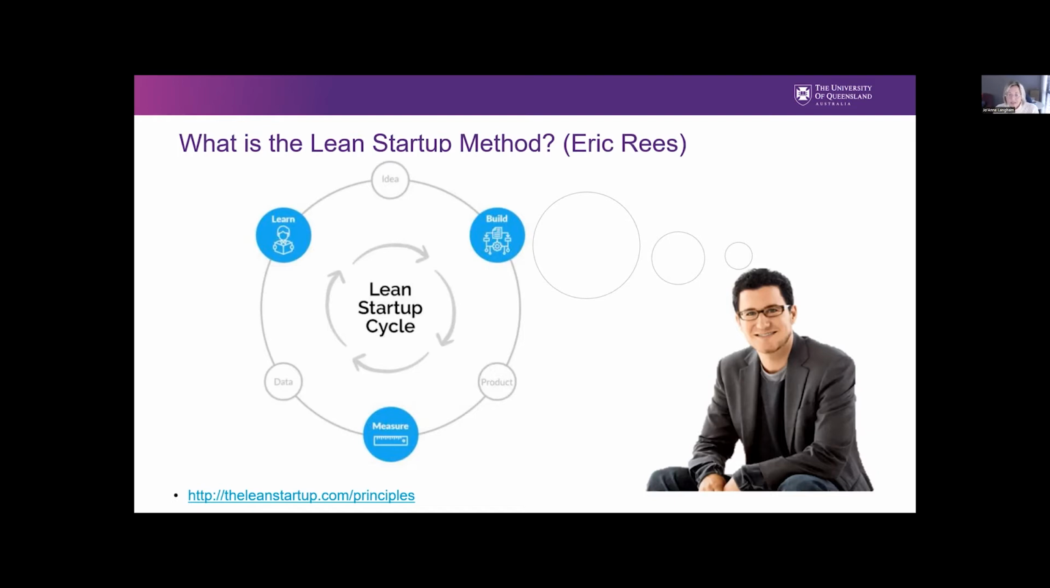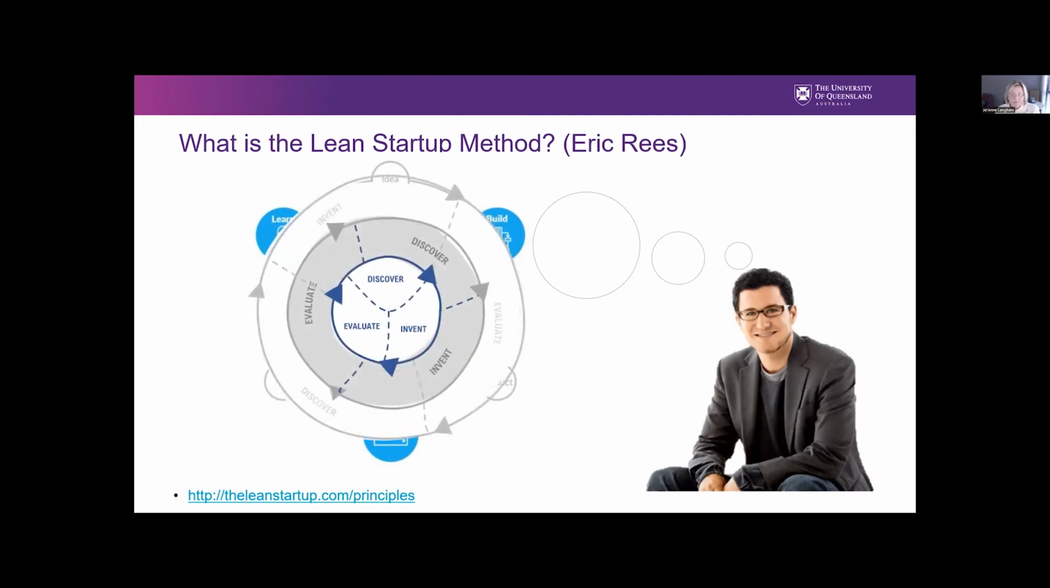The Lean Startup method has 3 core steps that are iterative and look remarkably like the design process. So you have an idea, you build it out, which creates some kind of test product. You do some sort of evaluation or measurement, which gives you data that enables you to learn, and then you go back to your idea. And here is the design process, which is very much a similar sort of thing where you're discovering, inventing, and evaluating. So these 2 types of processes are very similar and complementary.